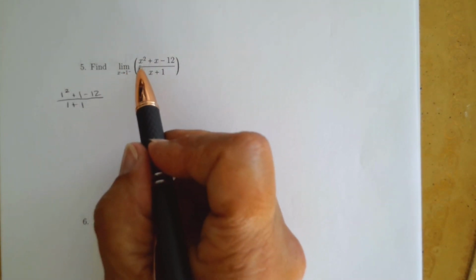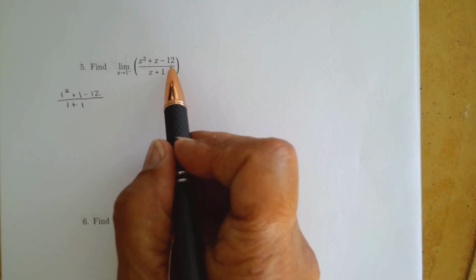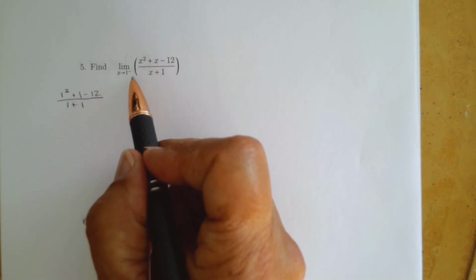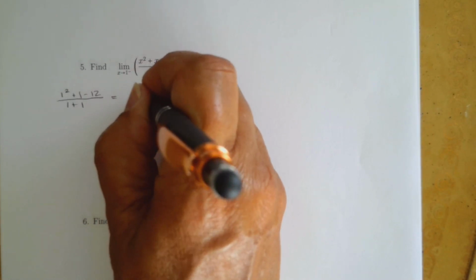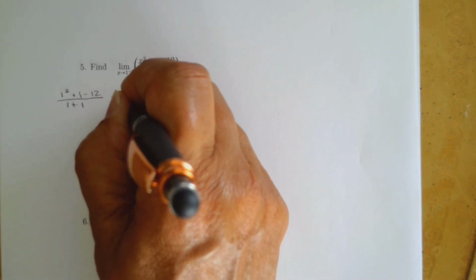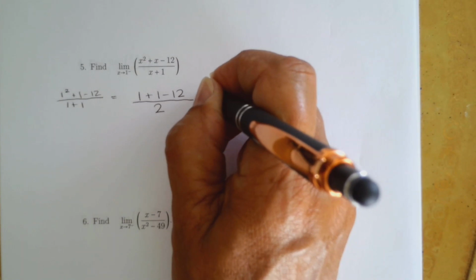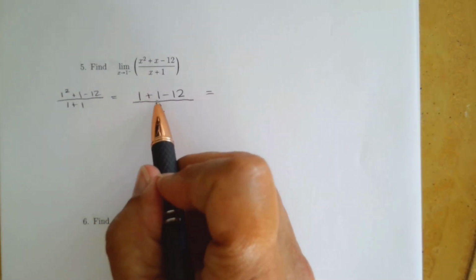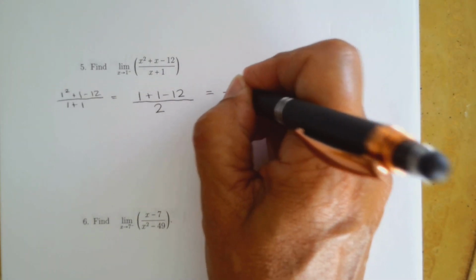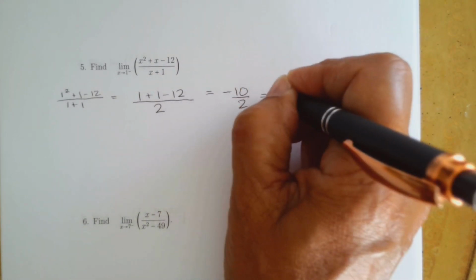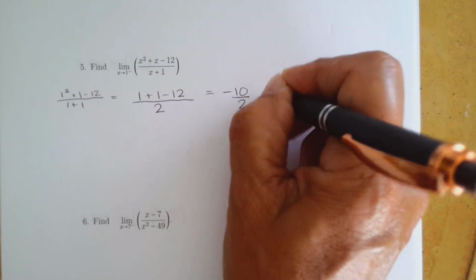All right. So 1 squared plus 1 minus 12, and then as x approaches 1, so 1 plus 1. All right, so that gives me 1 squared, which is 1, plus 1 minus 12 over 2 in the bottom. Well, 1 plus 1 is 2. 2 minus 12 is negative 10 over 2. So I get negative 5, so there's my answer.